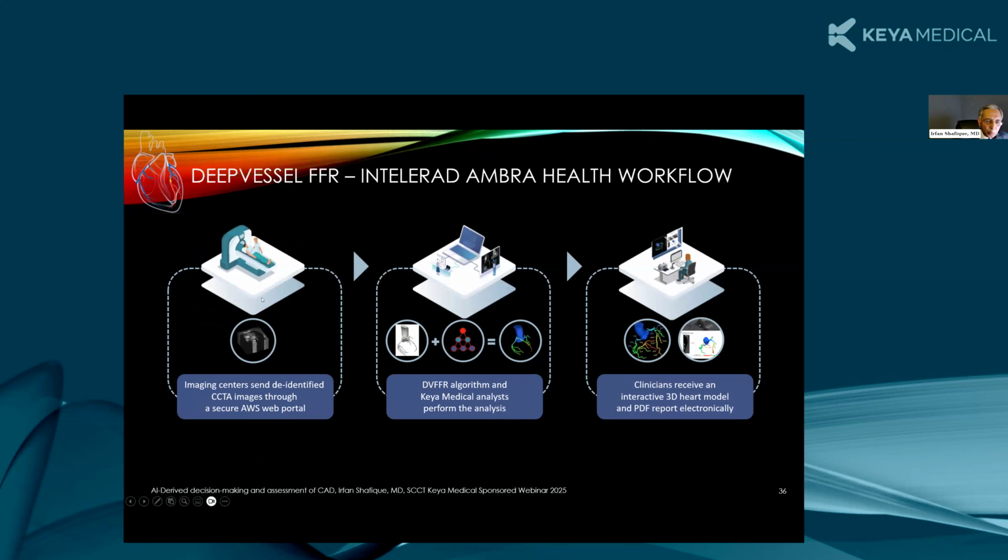This is how it works on the Intelerad Ambra healthcare workflow. You upload your CT images in a secure portal, and they go to the DVFFR algorithm platform where the analysis is performed, and you get the result as a 3D heart model and also a PDF report electronically.